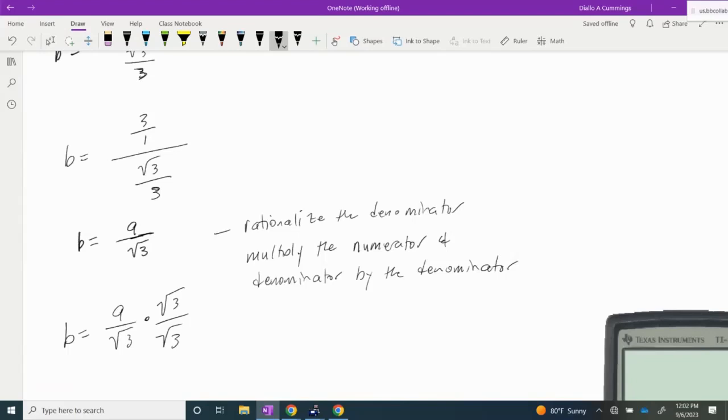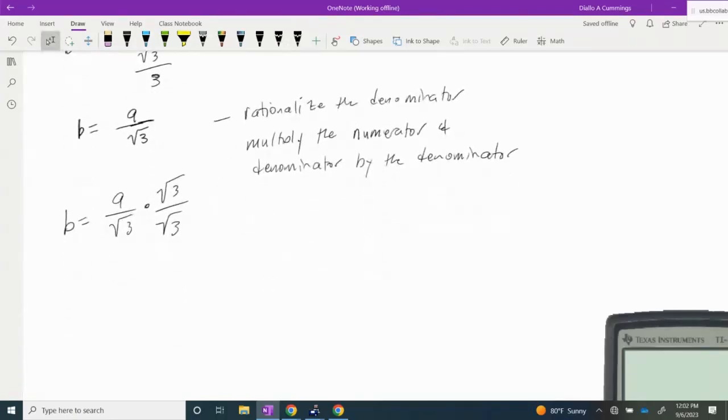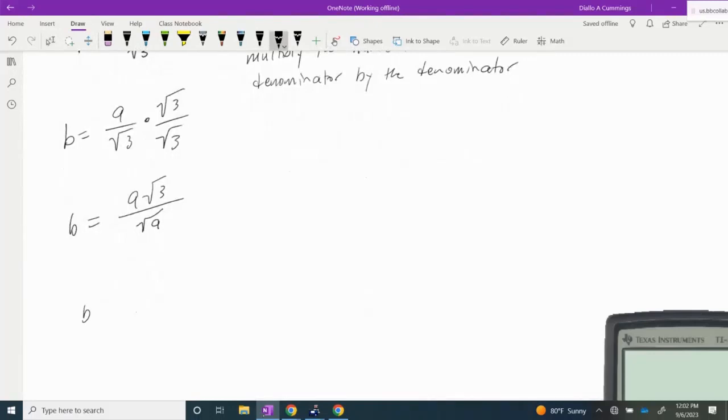So now I'm going to multiply my numerators and multiply my denominators. Whenever you multiply fractions, multiply the numerators, multiply the denominators. So if I multiply my numerators, 9 times the square root of 3 is just 9 times the square root of 3. If I multiply my denominators, the square root of 3 times the square root of 3 gives me what? The square root of 9, and the square root of 9 is what? 3.